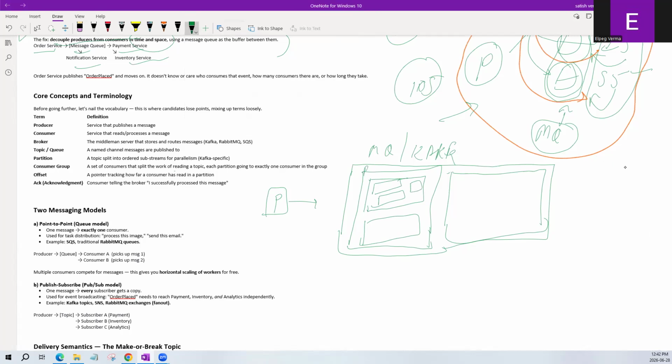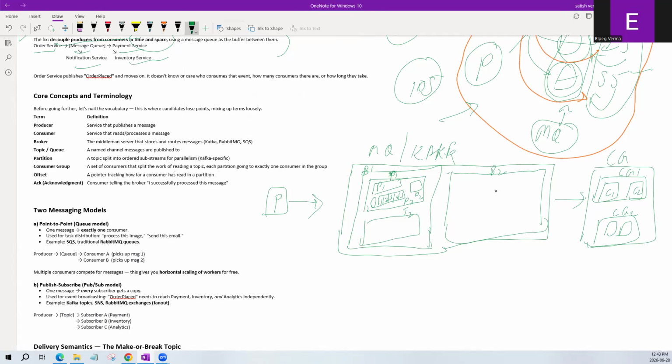Okay, so broker one, broker two, but sorry, topic one, topic two. Then we're going to have partition 1, partition 2, partition 3. Then we're going to have offsets 1, 2, 3, 4, 5. Then we're going to have consumer groups, consumer group 1, consumer group 2, CG1, CG2. Then we're going to have consumer 1, consumer 2. So this is a high-level diagram of our messaging queues.